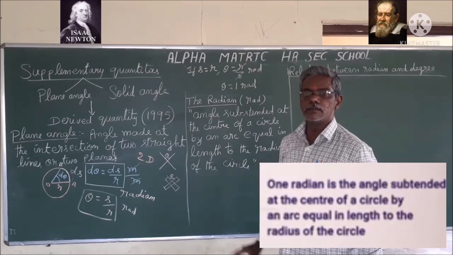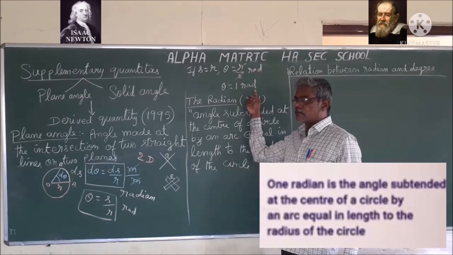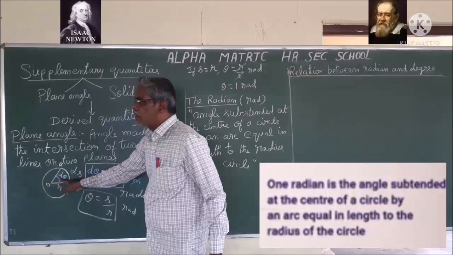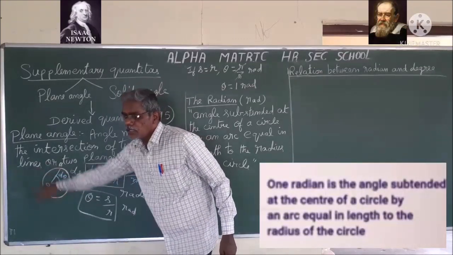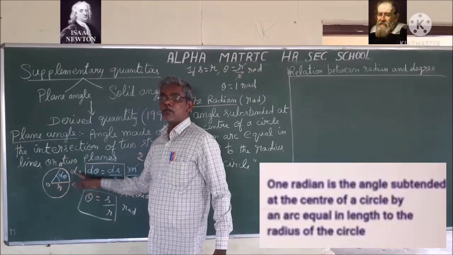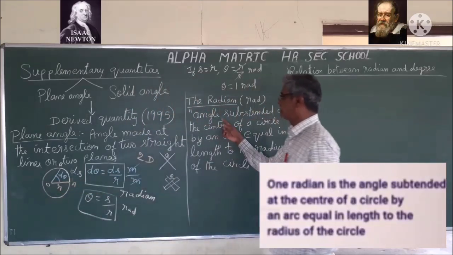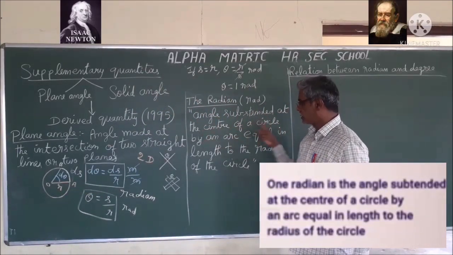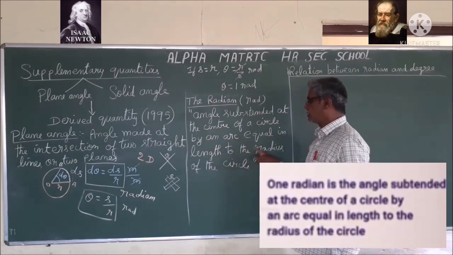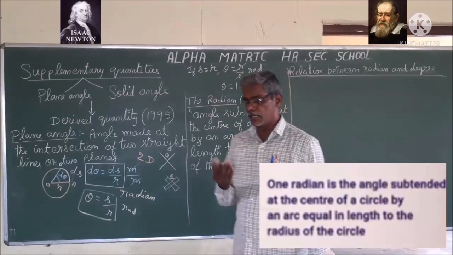Now I can define the radian. 1 radian is the angle subtended at the center of the circle by what? By an arc whose length is equal to the radius of the circle. See here, the angle subtended at the center of a circle by an arc equal in length to the radius of the circle. This is the definition of the radian.